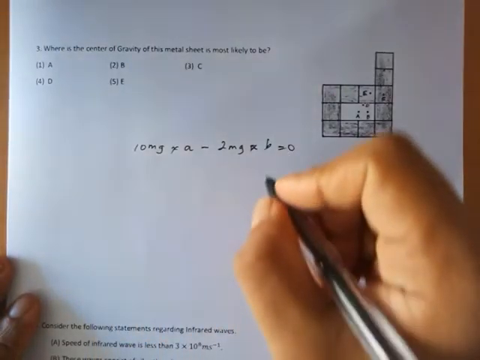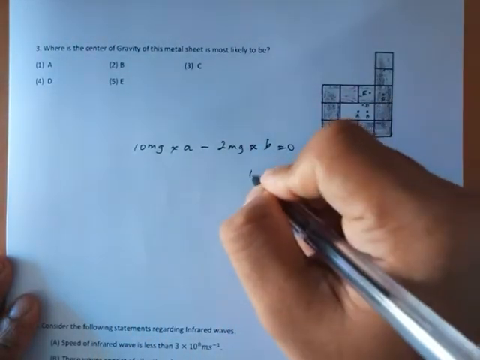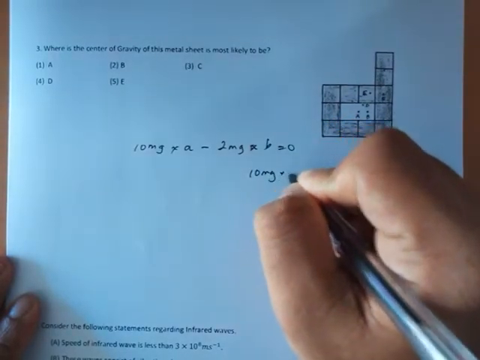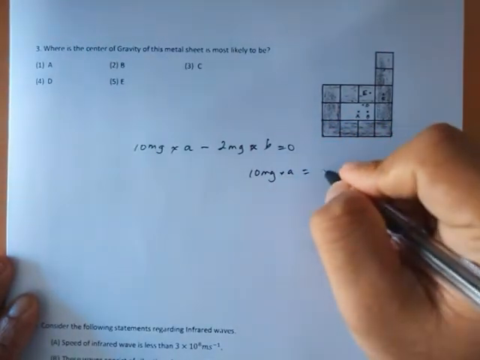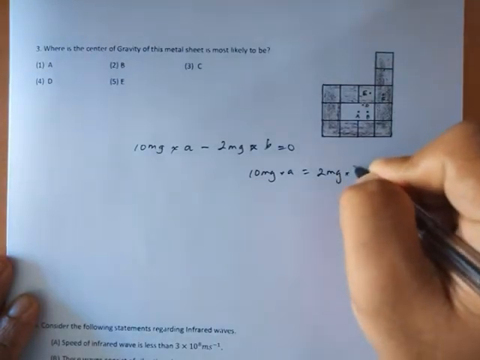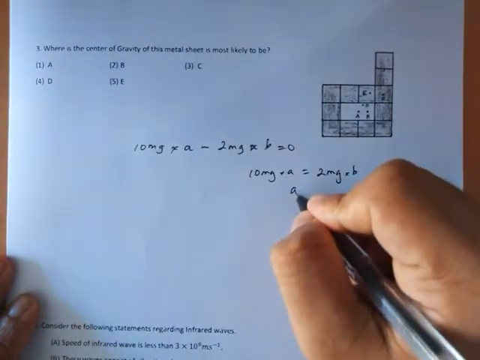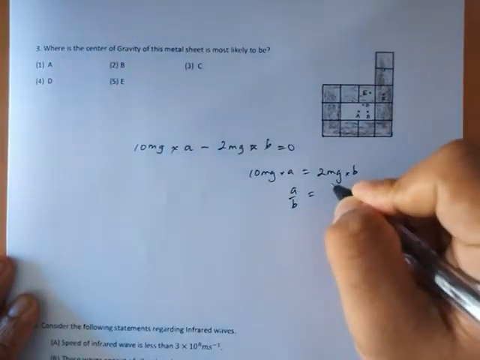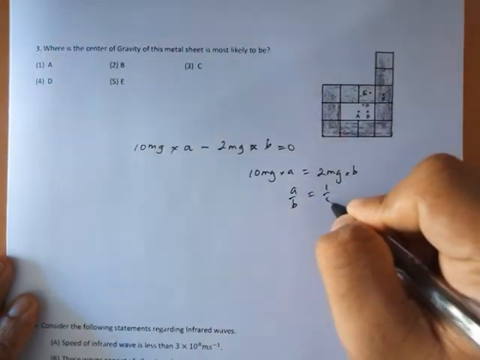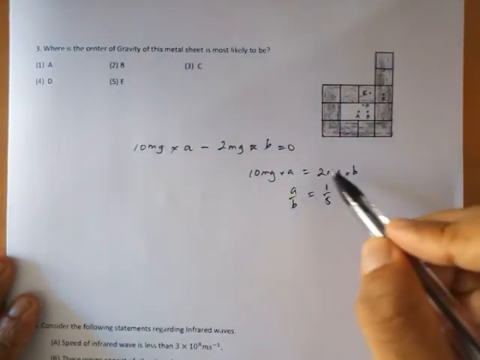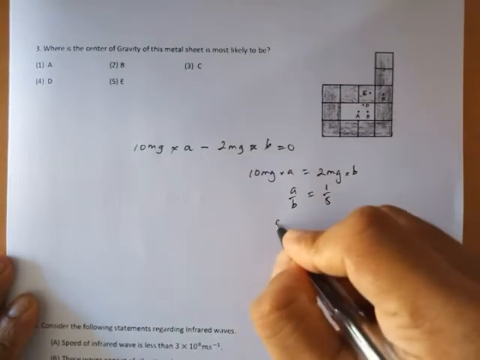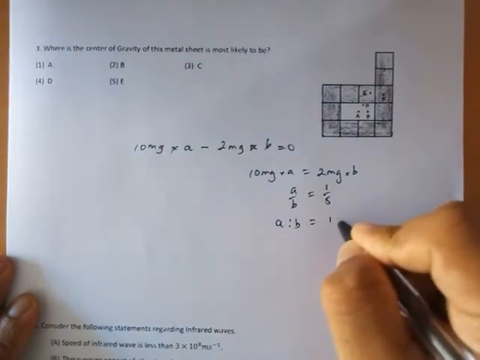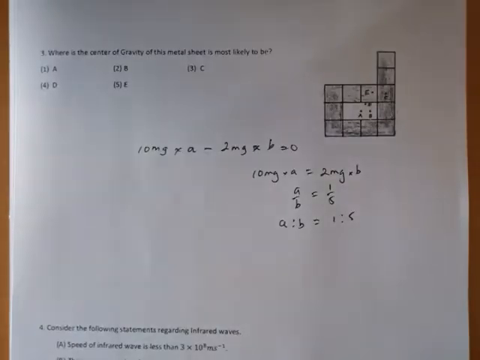So from this I can write 10 mg times A is equal to mg times B. So if I take A divided by B, we get 1 over 5. mg cancels off, 2 over 10 means 1 over 5. So A to B is a 1 to 5 ratio. And let's move to the next question.